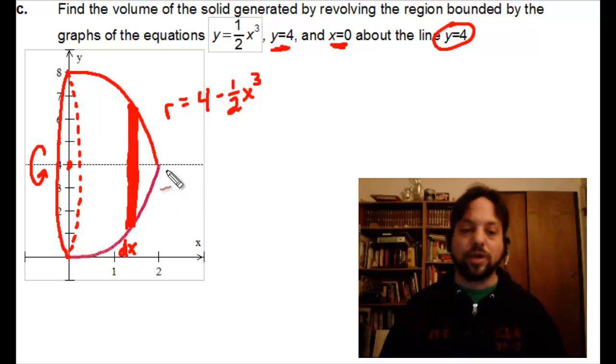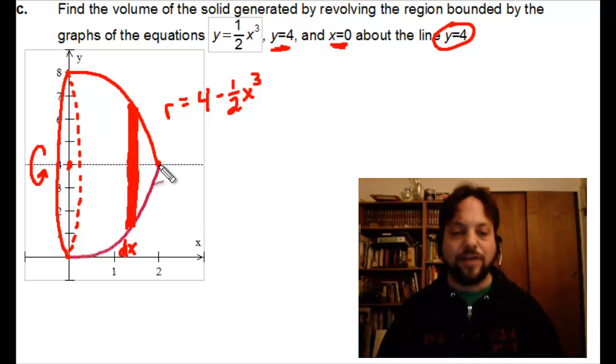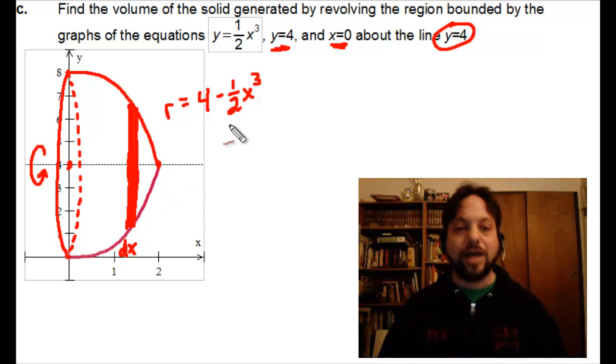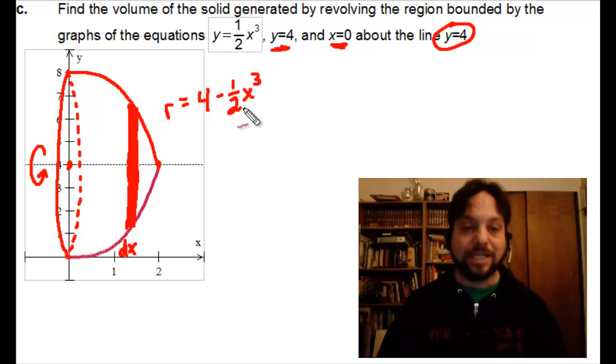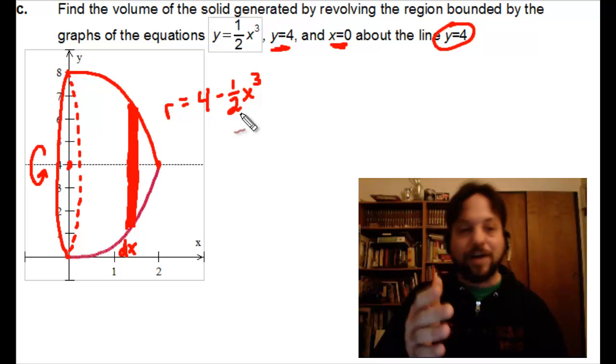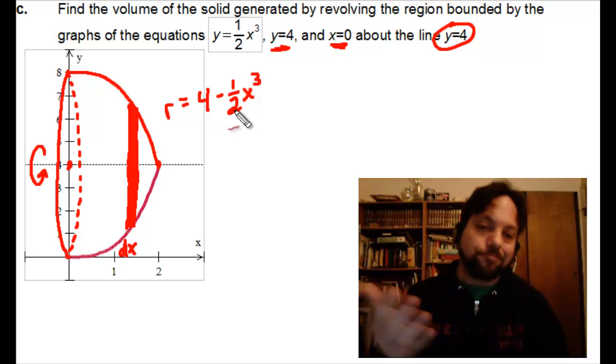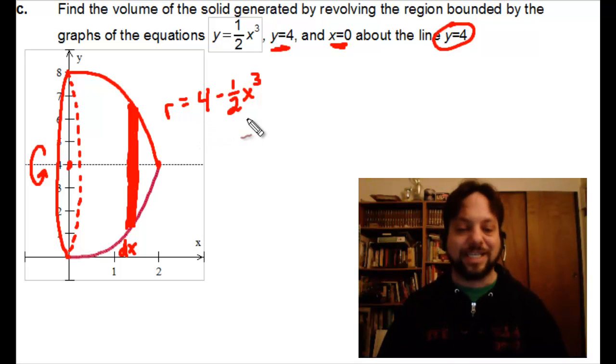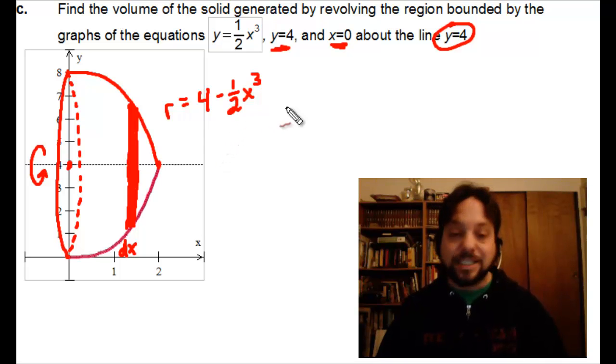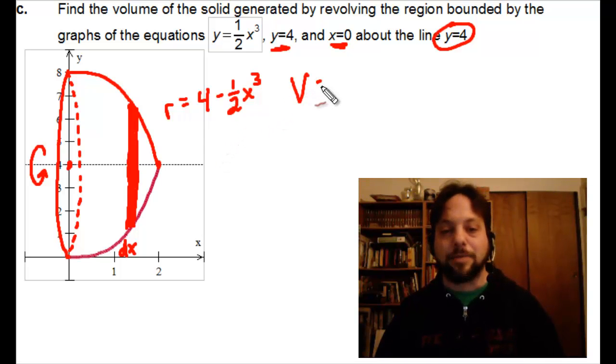Finally, we should check one more thing. What would the radius be if x is 2? Well, for that one, go ahead and plug 2 into x, and you'll see mathematically the radius is 0. So this provides some good evidence that this radius is in fact true. And since that's the case, let's go ahead and set up our volume formula.